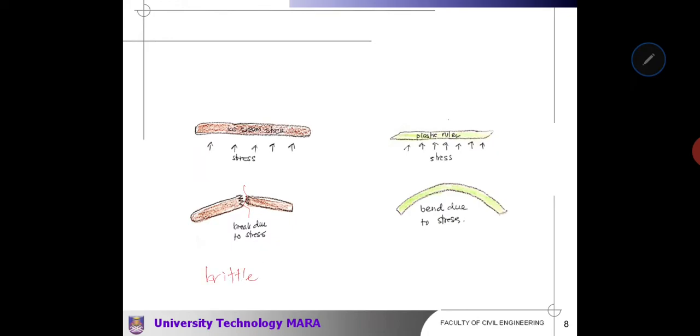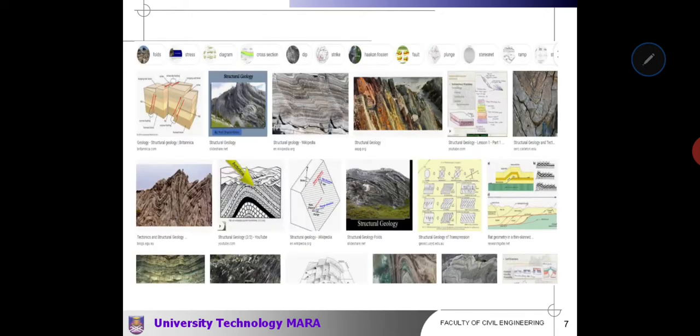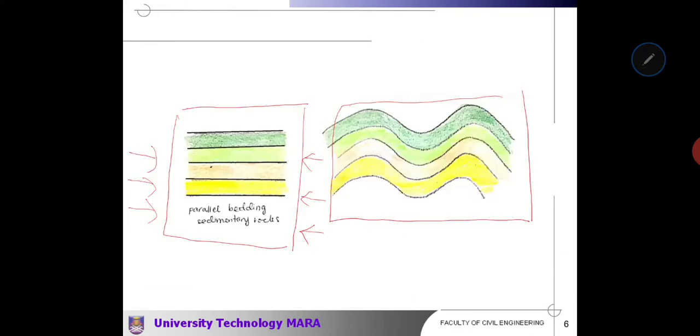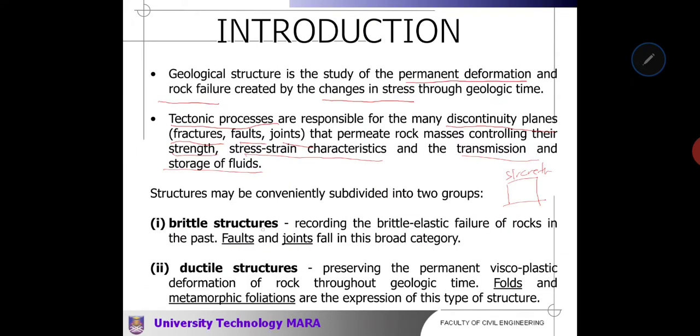This is what we call brittle material. For ductile material, if we put some amount of stress and prolong the time we apply that stress, we have a material that will bend like this. This behaves like your plastic ruler, so this is a kind of ductile material. So this is what you know in terms of behavior, brittle structure and also ductile structure.